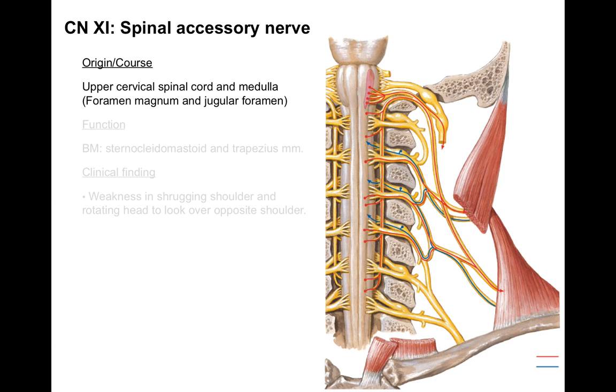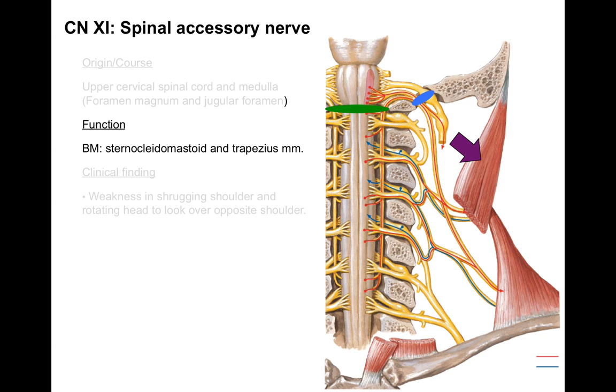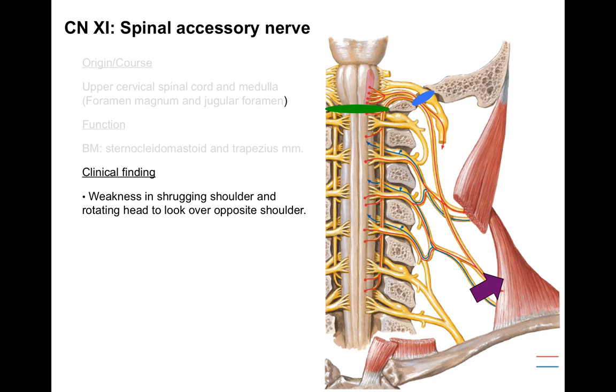Next one is spinal accessory nerve. So this one is going to arise from the cervical cord, course through the green opening, which is the foramen magnum, big base of the skull, and then course back down through the jugular foramen along with 9 and 10, and then innervate your sternocleidomastoid muscle. The right sternocleidomastoid allows you to look over the left shoulder and vice versa, and the trapezius, which is for shrugging your shoulder. And so the clinical finding is if you have knocked out your spinal accessory nerve, weakness in shrugging the shoulder, or rotating the head to look over the opposite shoulder.